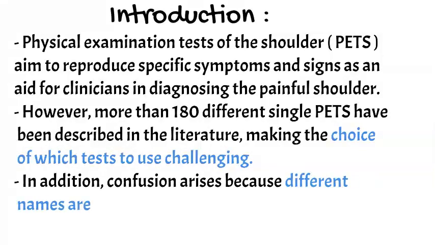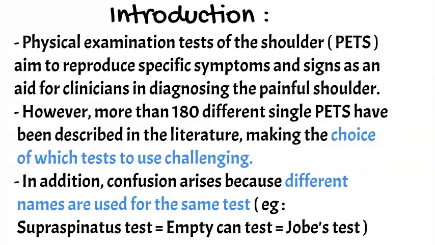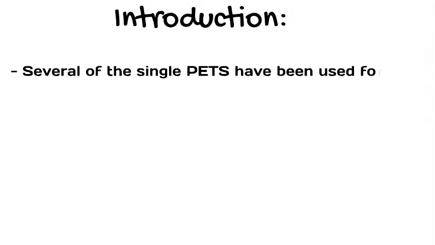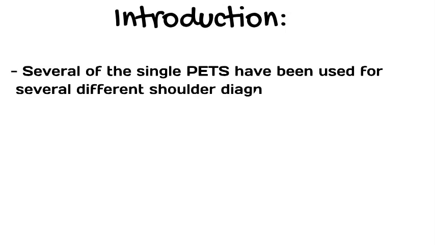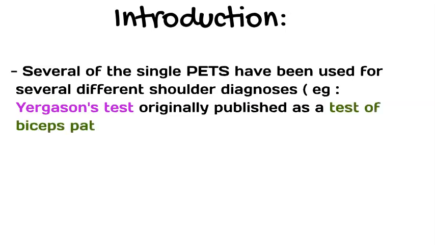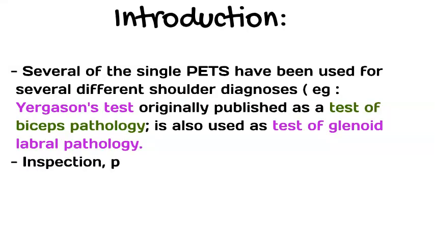In addition, confusion arises because different names are used for the same test. For example, the supraspinatus test is also known as the empty can test, also known as Jobe's test. Several of the single tests have been used for several different shoulder diagnoses. For example, the Yergason test, originally published as a test of biceps pathology, is also used as a test of glenoid-labral pathology.